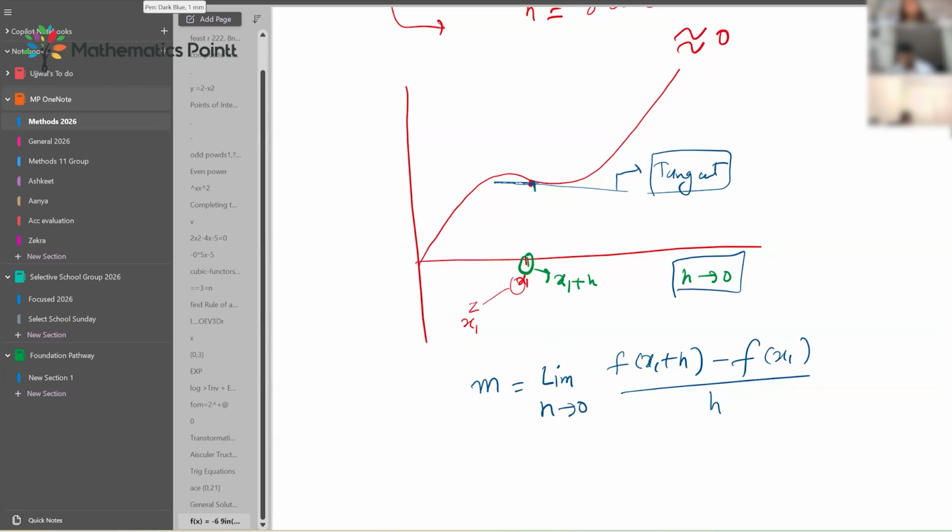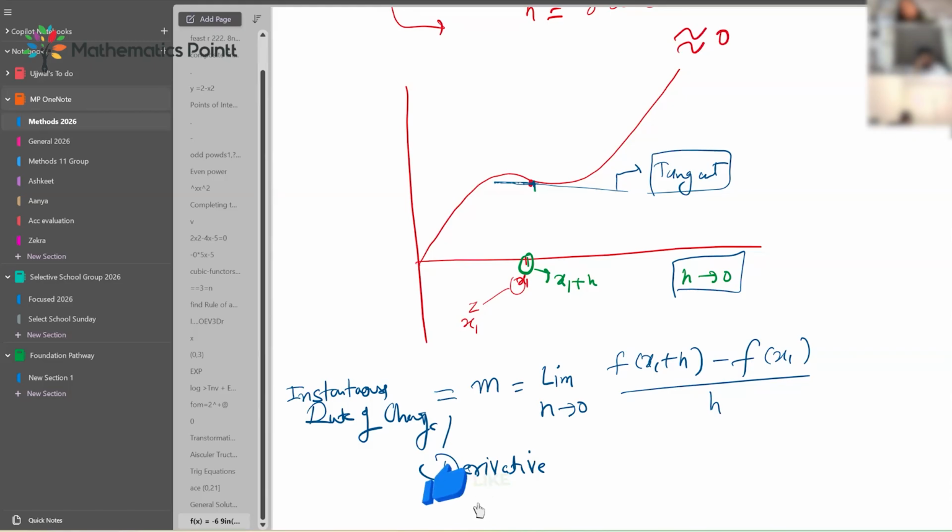And this is not average rate of change anymore. Average rate of change is when the two points are at a finite distance from each other. But here, the 2 points are with the naked eye more or less 1 point. But technically, they are not. And hence, I call it instantaneous rate of change. Or I also call it the derivative.